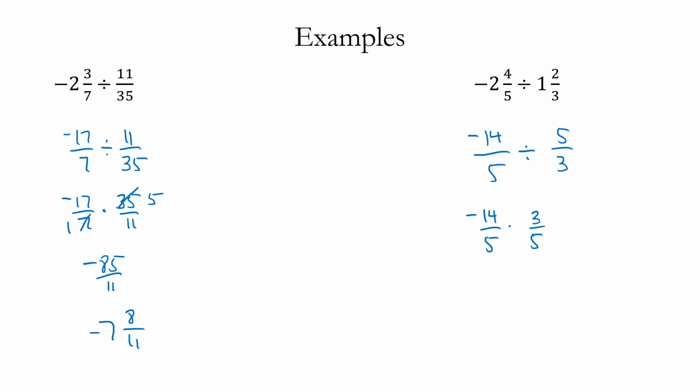Now I'm going to see if I can do any cross canceling. I know that 14 and 5 do not reduce. I know that 3 and 5 do not reduce. So I'm going to just multiply straight across, and 14 times 3 is 42, so that's negative 42, and over 5 times 5 is 25, so that's negative 42/25. Now 25 goes into 42 one time, so that's negative 1. And 42 minus 25 gives us 17 remaining over 25, so negative 1 and 17/25.